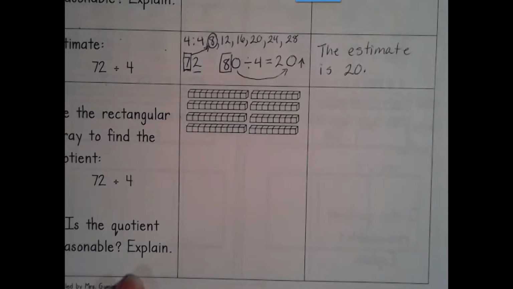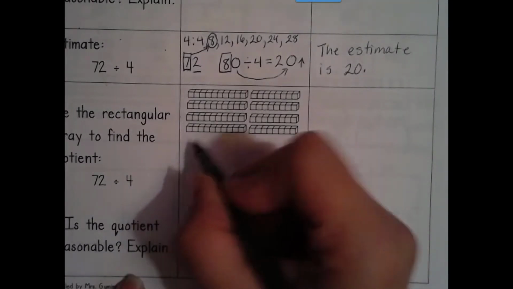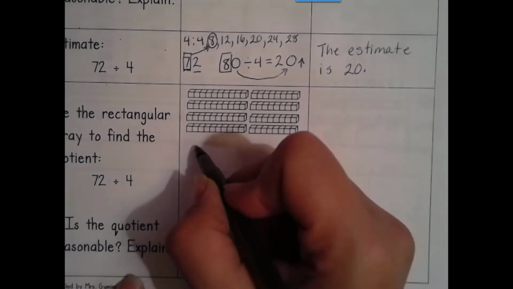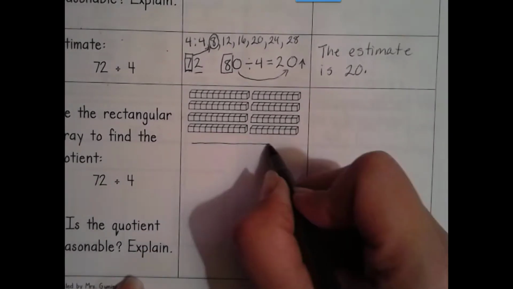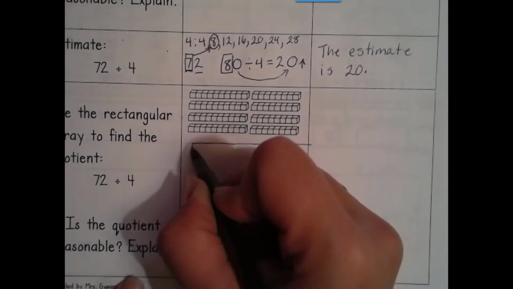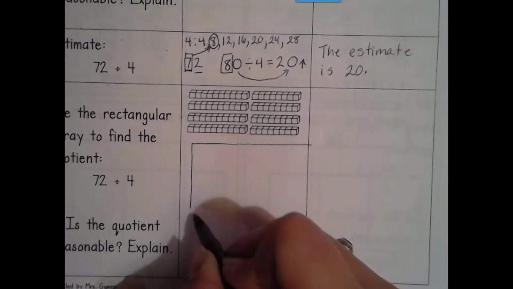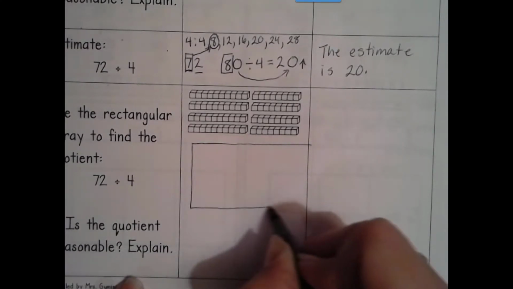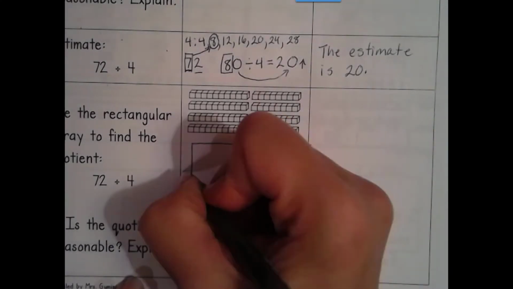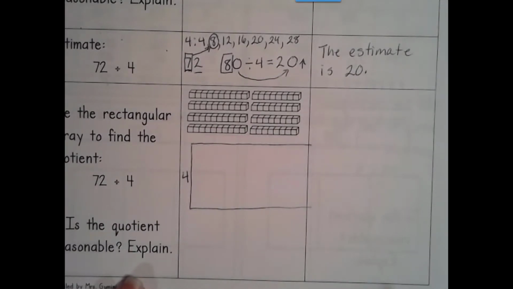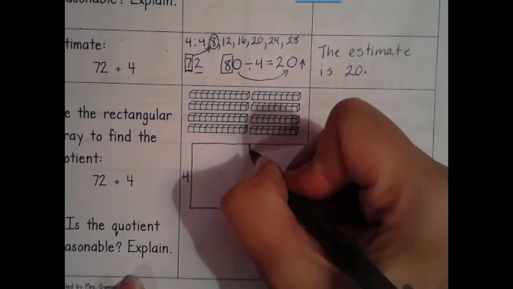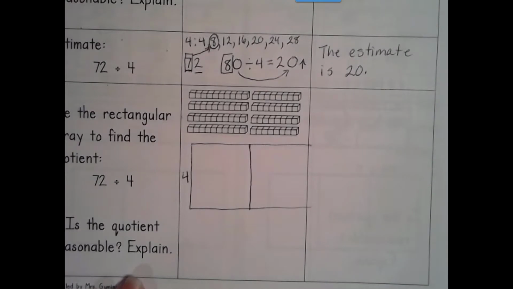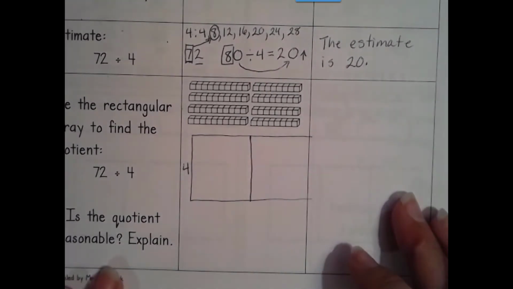All right, so now, again, this is to help us double check, because this can be a little bit challenging. So I'm making 4 groups. And it's going to become 72.